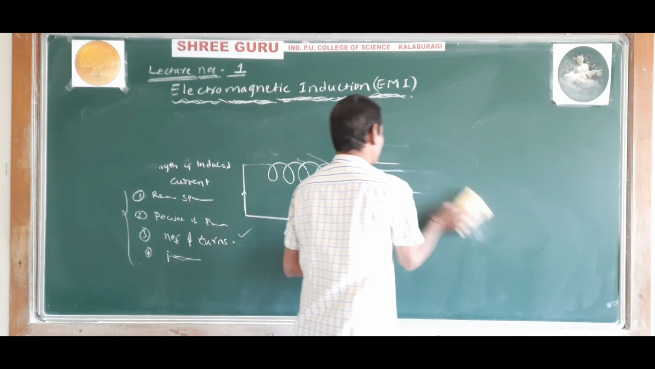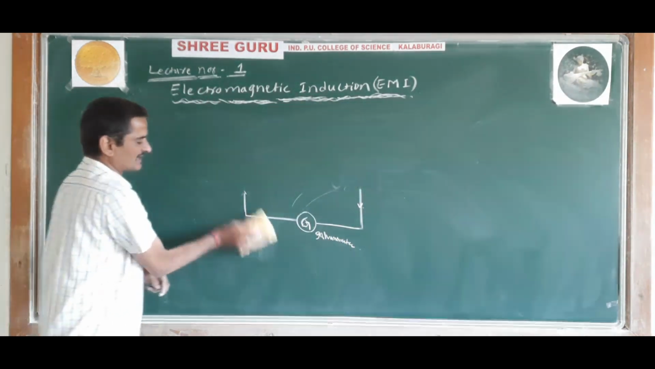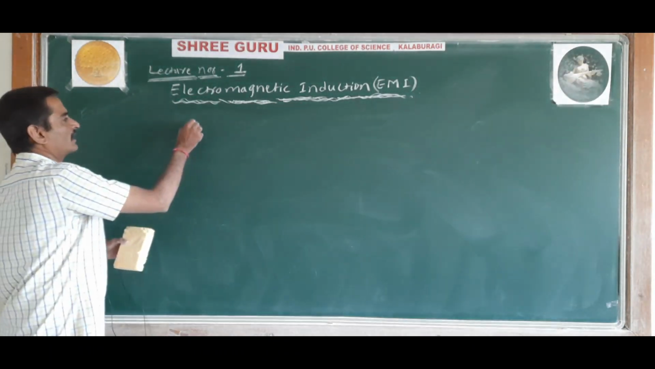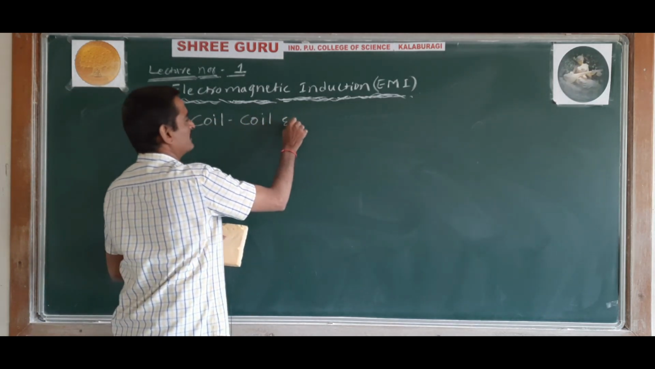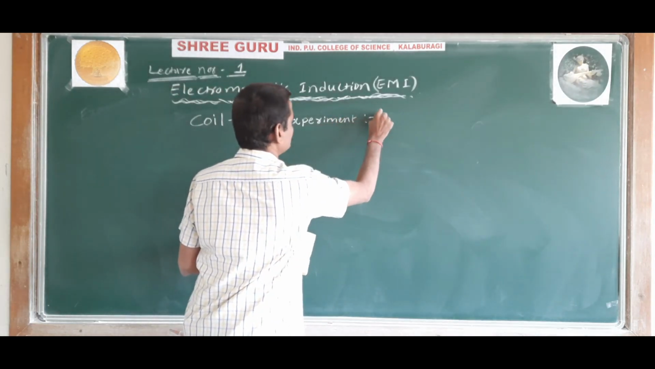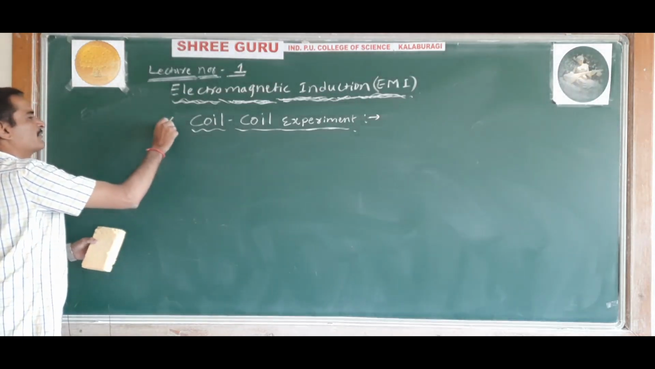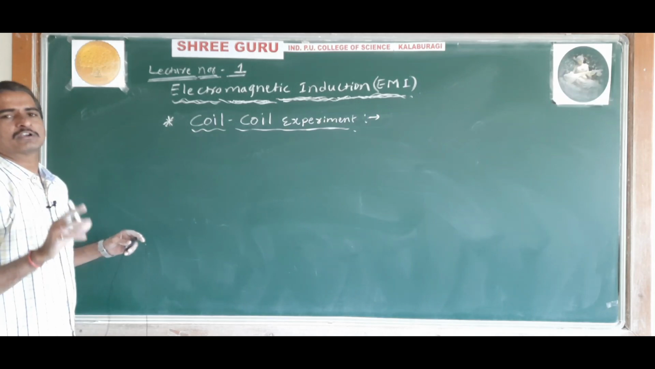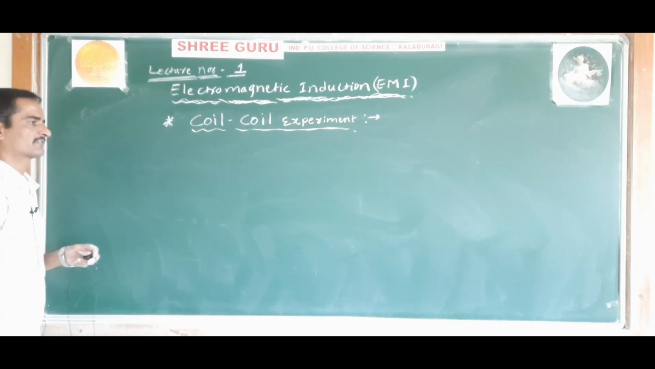Next, another experiment is there, the coil experiment. In the magnet and coil experiment, now the magnet is replaced by a coil. This is the second experiment, the coil experiment. I will explain in a very simple manner. We want to understand the phenomena, what is happening, not the exact experiment.